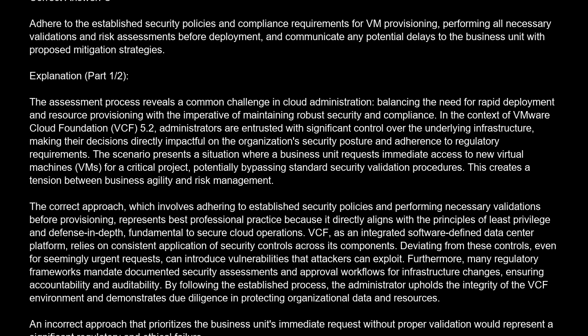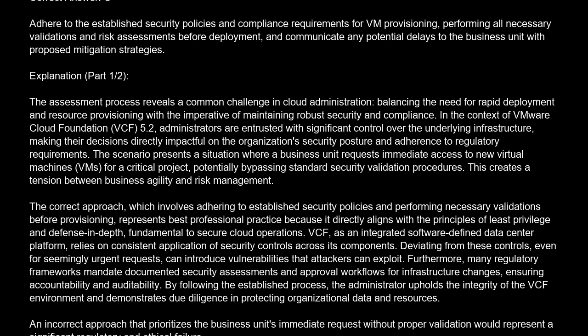The correct approach, which involves adhering to established security policies and performing necessary validations before provisioning, represents best professional practice because it directly aligns with the principles of least privilege and defense in depth, fundamental to secure cloud operations. VCF, as an integrated software-defined data center platform, relies on consistent application of security controls across its components. Deviating from these controls, even for seemingly urgent requests, can introduce vulnerabilities that attackers can exploit.